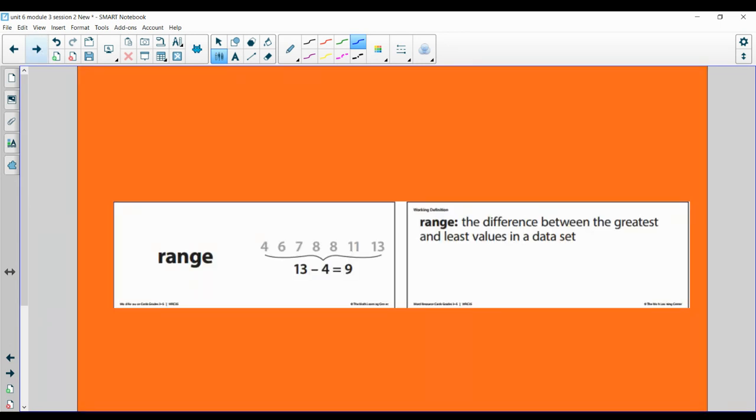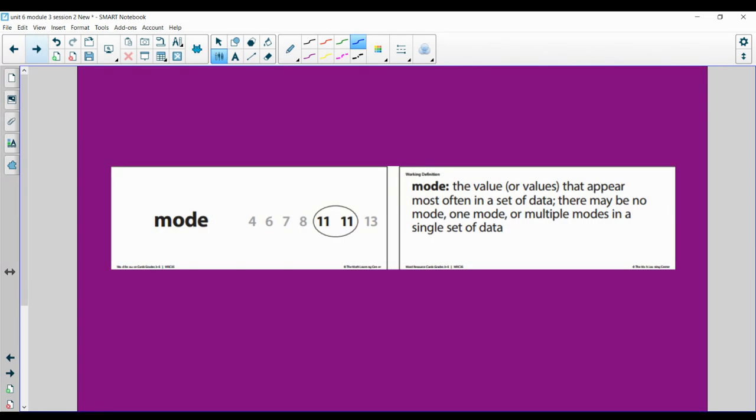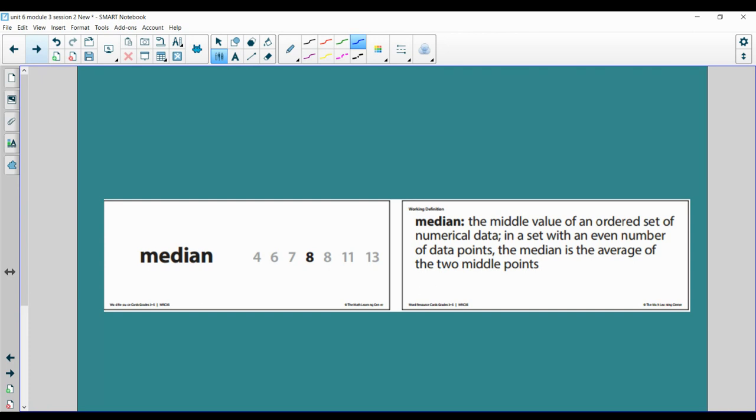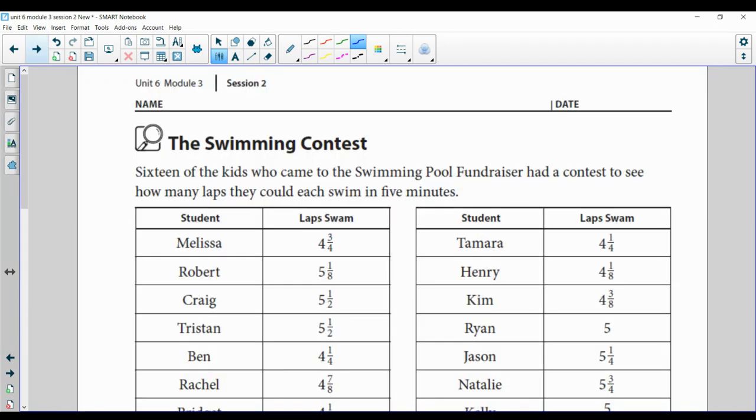Once again, here are some of those terms. We have range, which is the difference between the greatest and least values. So on this data set, we went from 4 up to 13. So the range is from 4 to 13, which is a range of 9. Mode, once again, the number that appears the most. All the numbers appear only once, except for 11. It appears twice, so it is the mode. Median, once again, the middle number is the 8. But remember, you have to line up those numbers first, your values.